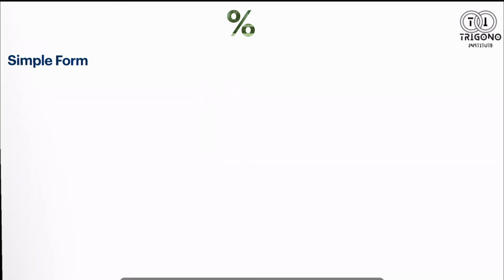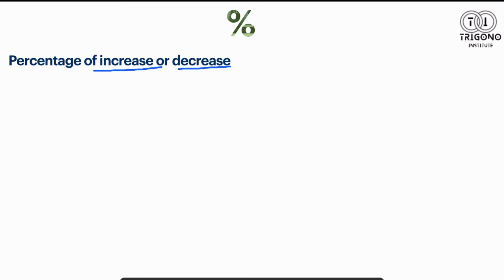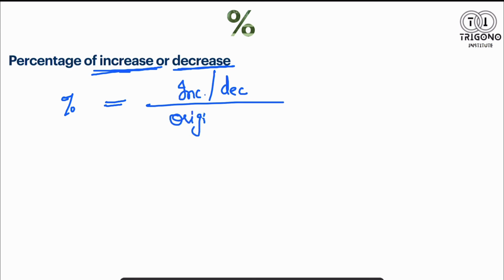So now I want to discuss the percentage of increase or decrease. That is a very important concept. For that, we have to find out the percentage of increase or decrease. So what is that? That is the increase or decrease divided by the original value, multiplied by 100. So this is the formula. Now what is the increase, decrease, original value? Let me understand these things with the help of an example.